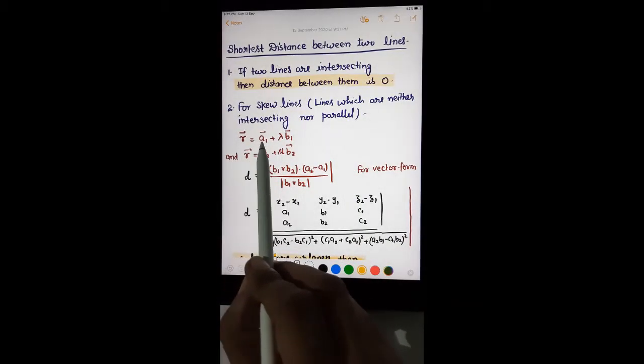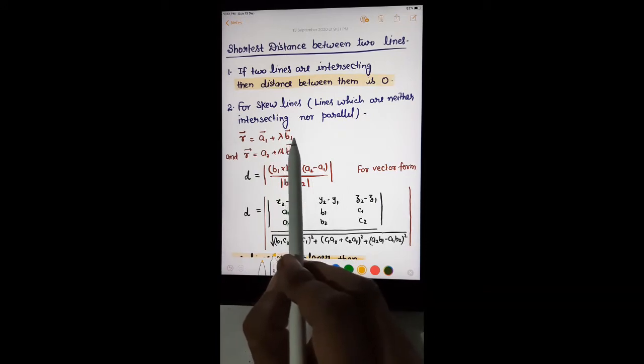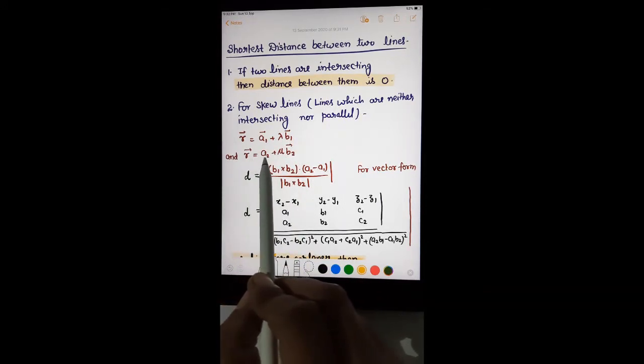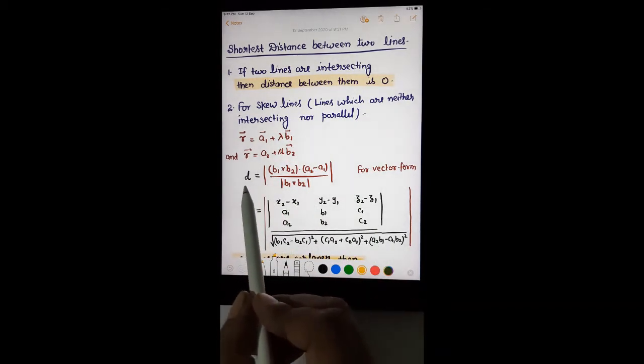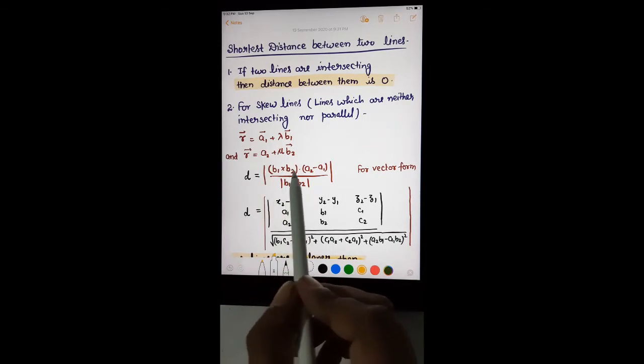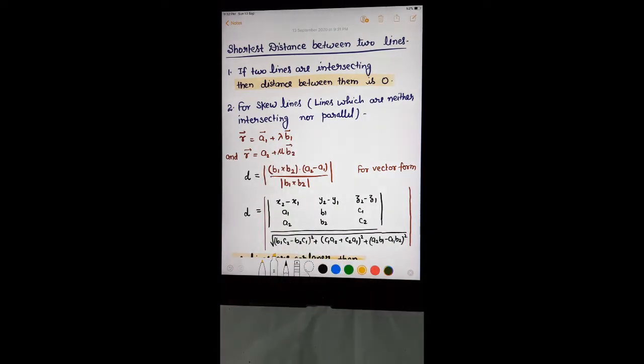Let r equals a1 plus lambda b1 be one line, and the other line be r equals a2 plus mu times b2. To find the distance between these two lines, we shall take the cross product of b1 and b2, which are the vectors parallel to the given lines, and then the cross product of b1 and b2 is taken as dot product with a2 minus a1 and divided by the magnitude of b1 cross b2. So in this way we can find the distance between these two lines.